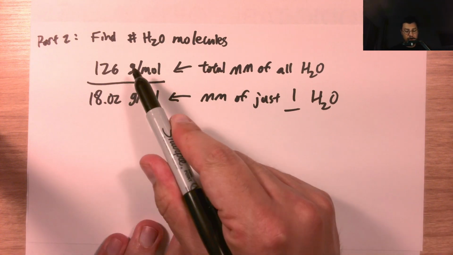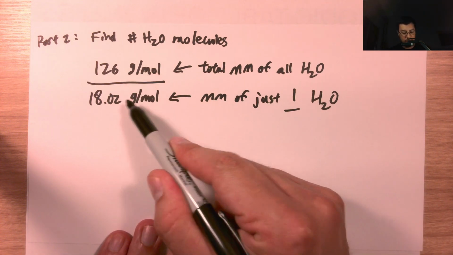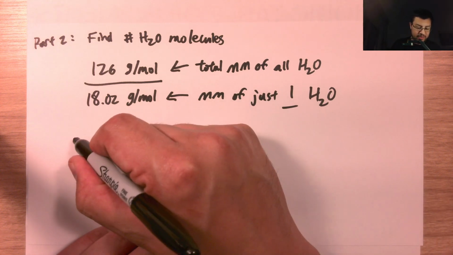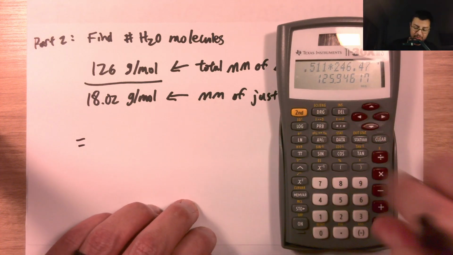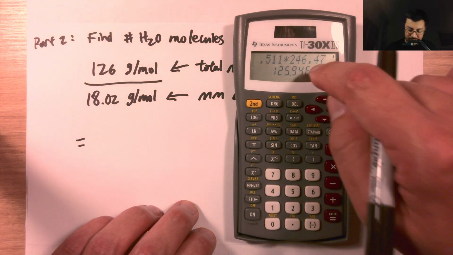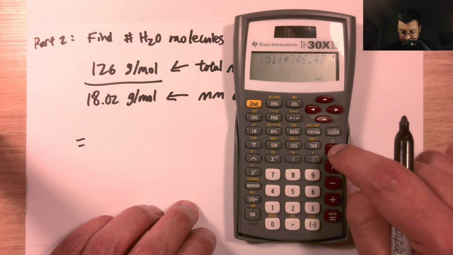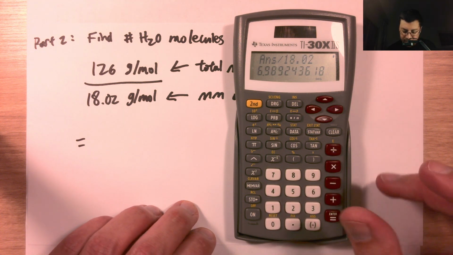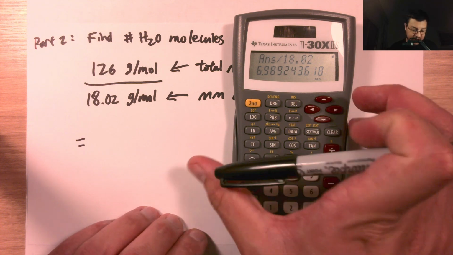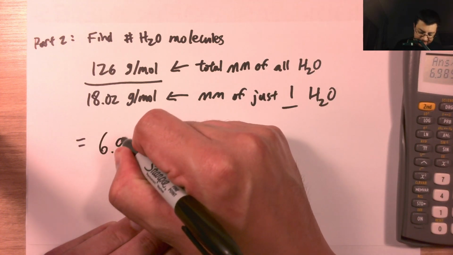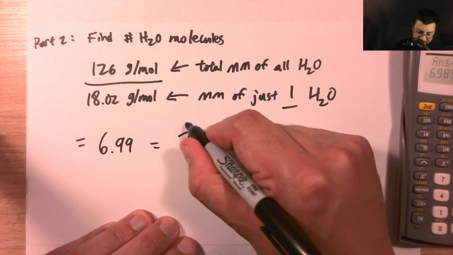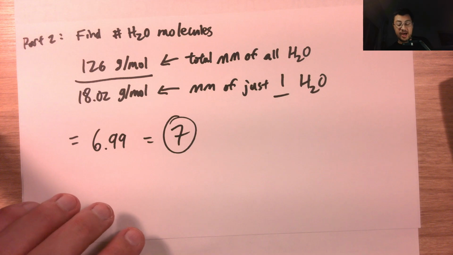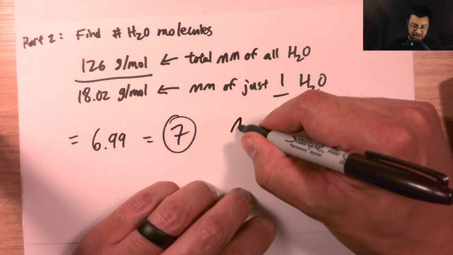Okay, so all the waters divided by how much molar mass just one water has, that will tell us how many waters we have. And we're just going to round this to the nearest whole number. I'll just use the existing calculation on my calculator divided by 18.02. And we get 6.989, 6.99. That will just round to 7. So that's magnesium sulfate heptahydrate, 7-hydrate.